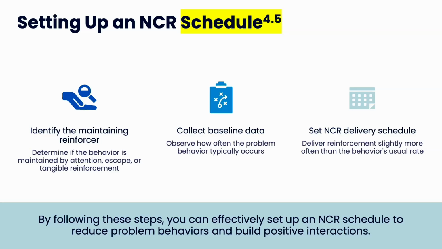So you identify the maintaining reinforcer. You can't do this without a function. So you need a pretty good function, and you have to feel very confident in your function. You collect baseline data, observe how often the problem behavior typically occurs based on needing that reinforcer, and then you do a delivery schedule, and you want to put it a little higher than the problem behavior rate. So they get their reinforcer more than they're engaging in the problem behavior.